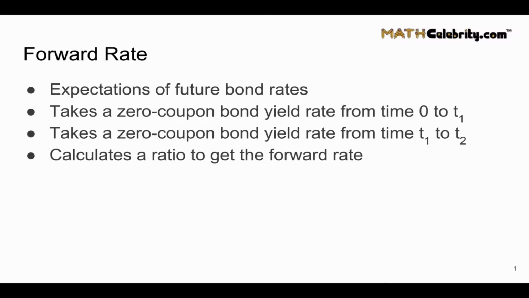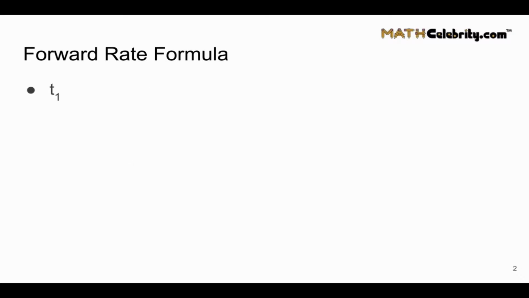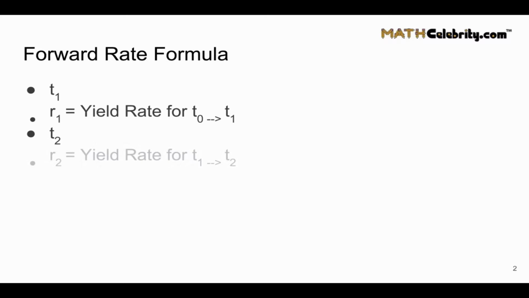You're going to be given 2 times and then 2 yield rates. So the forward rate formula takes T1 and then R1, which is the yield rate from time T0 to T1. Then at time T2, they're going to give a yield rate R2 from time T1 to T2. And here is the formula. We're going to do 1 plus R2 raised to the T2 divided by 1 plus R1 raised to the T1.